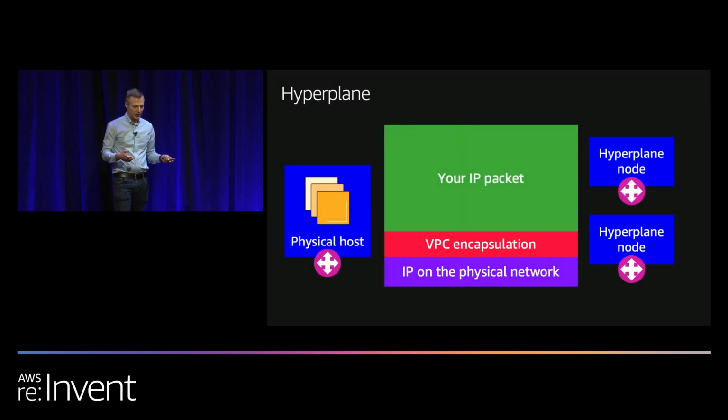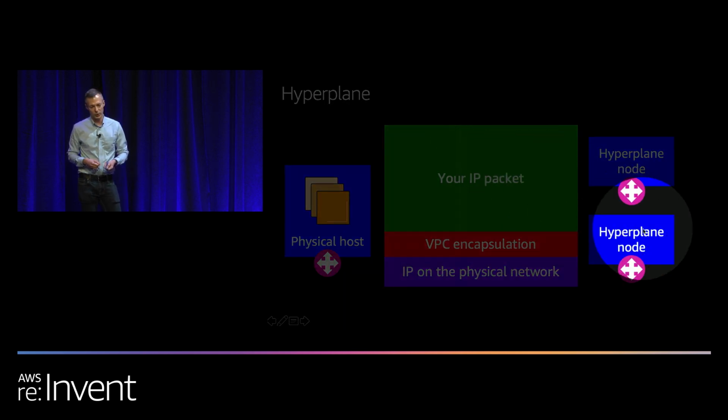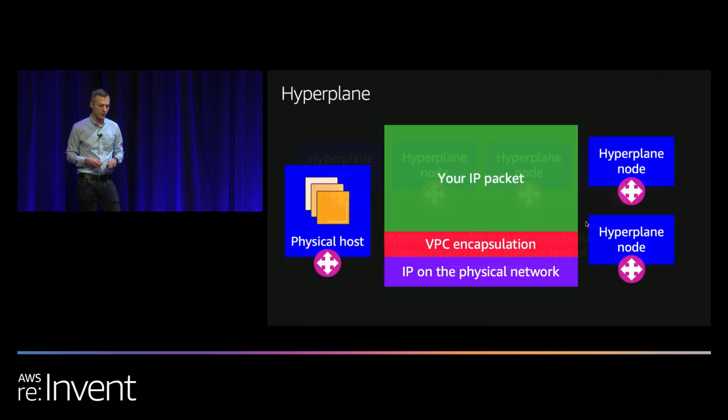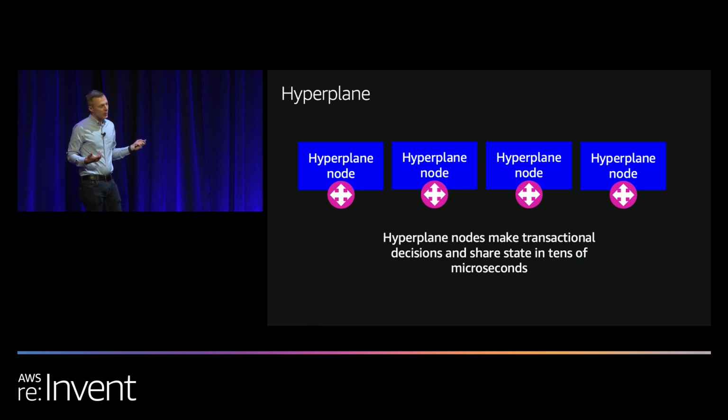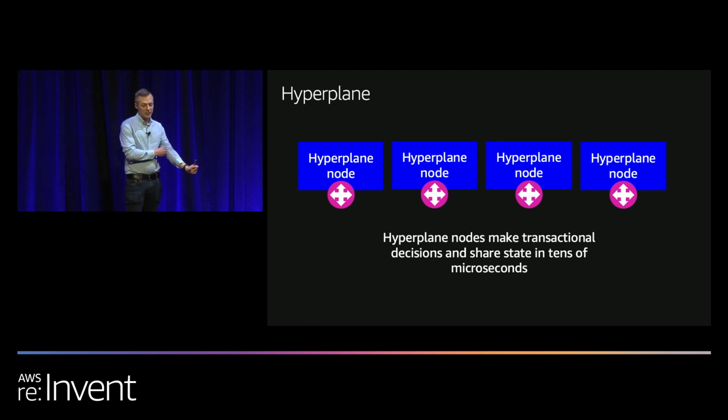Where Hyperplane comes in, especially in the case of PrivateLink, is having a fleet of servers that we can direct this traffic to, and then manage that and scale and route that traffic. And that's on the right where we have the Hyperplane nodes. So the Hyperplane makes transactional decisions and shares state in tens of microseconds. So this is designed to be super fast, super high bandwidth, and have that state built in, so we're not creating any single point of failure.